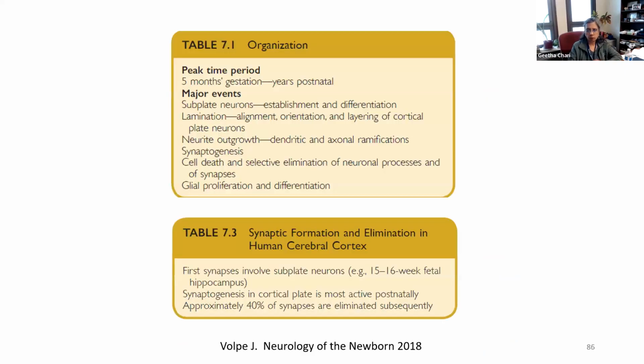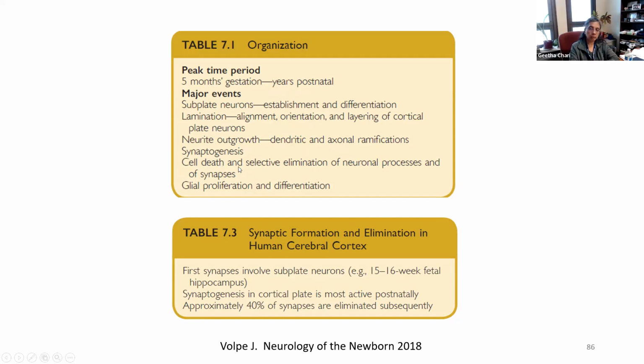Then finally coming to organization. This is something which happens after 5 months to the postnatal period. So what happens during the organization? The various structures which are already formed, for example the subplate neurons, become more established and more differentiated. The lamination occurs, the alignment, orientation and layering of the various neurons in the various areas. So layers 1, 2, 3, 4, 5, 6, all that starts to organize at this stage. The growth of the dendrites and the axons starts to form and solidify in this time. Synapses start to form and become more organized.